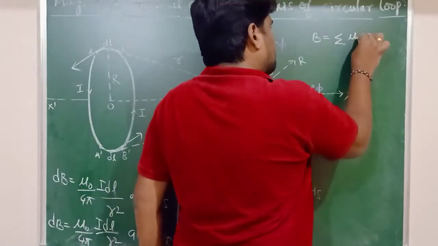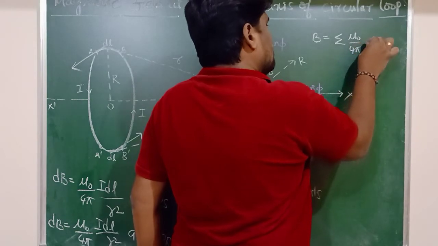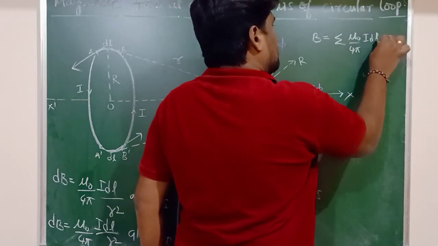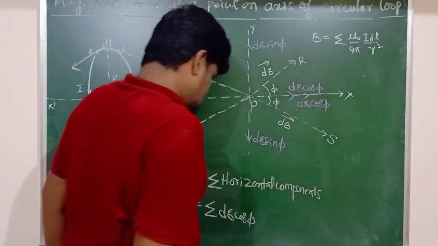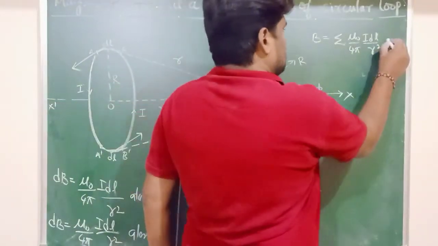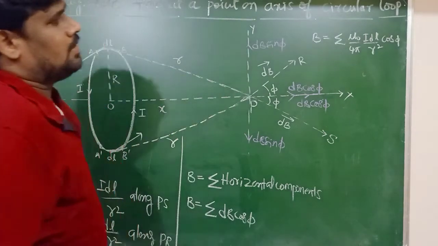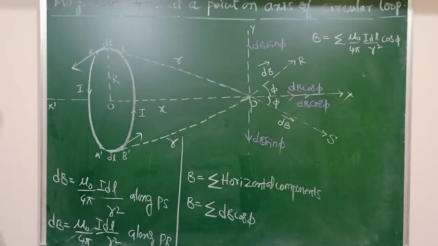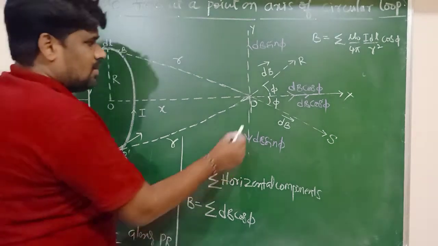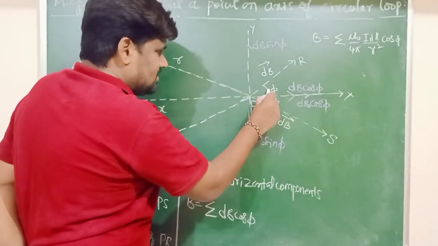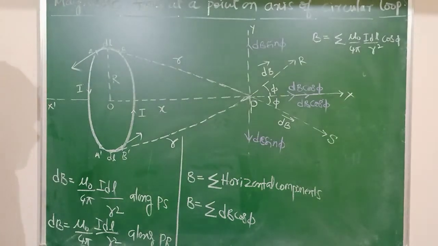So B equals the summation of mu naught by 4 pi, I dl by R square, into cos phi. Okay. Next step, let us substitute the value of cos phi here. What is phi here? This angle is phi. I will define one more angle.